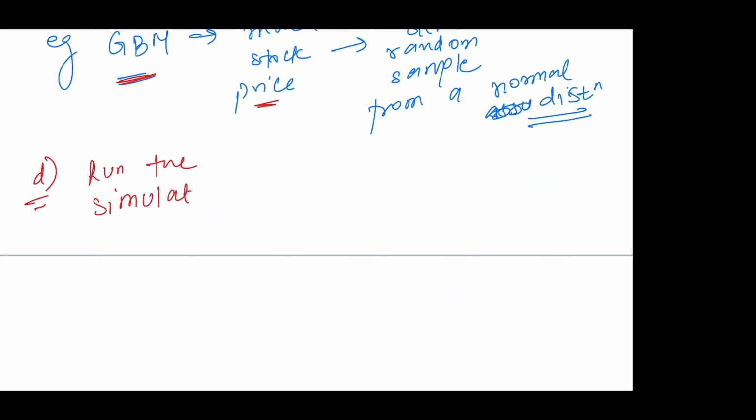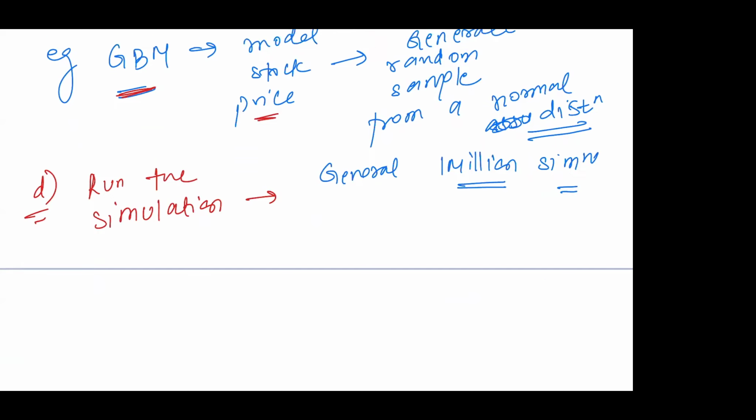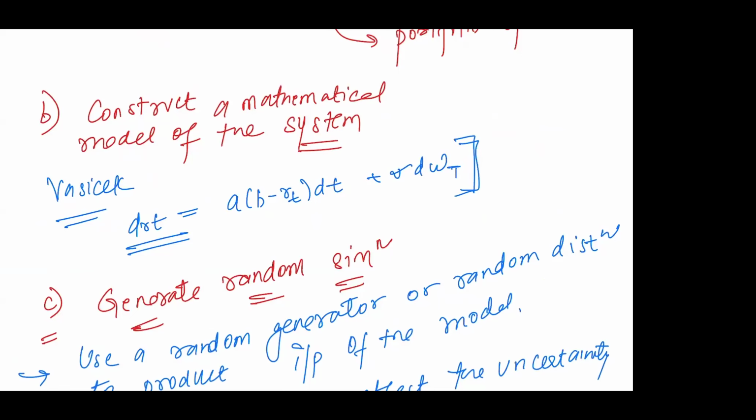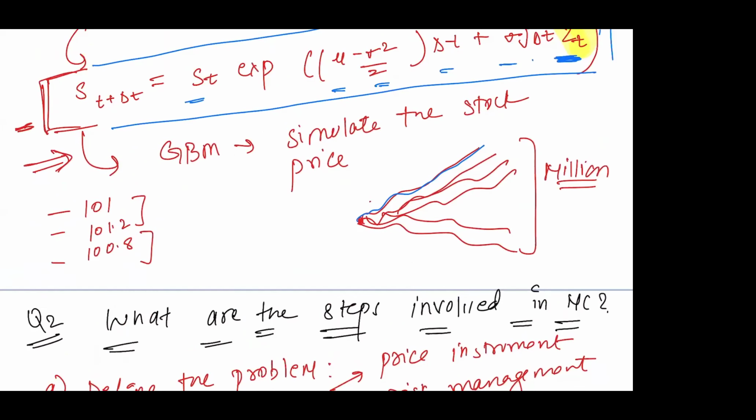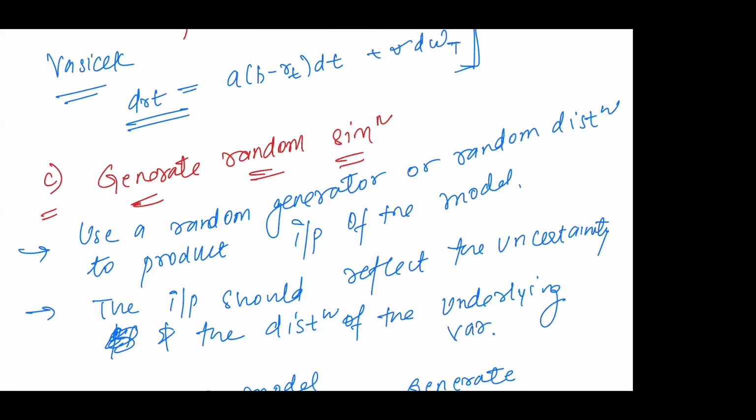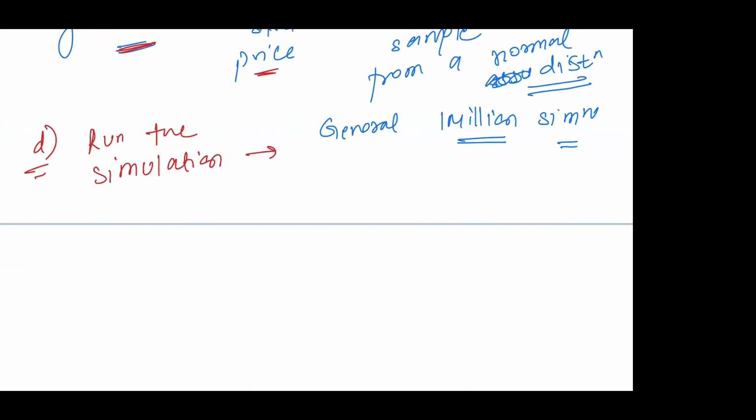What do I mean by run the simulation? Let's say you generated 1 million simulations. Now you will use these simulations. Every time you will use the value of ZT, and you already have all these values. So you'll be using the value of ZT to generate a path. If you are simulating 1 million times, you will have 1 million paths of Z, 1 million paths of stock price. So run the simulation. I hope you understand.